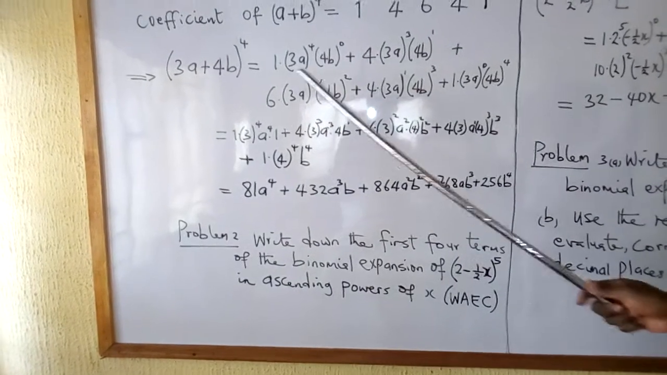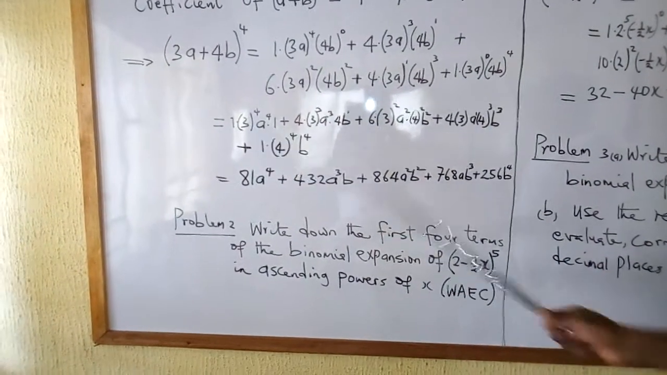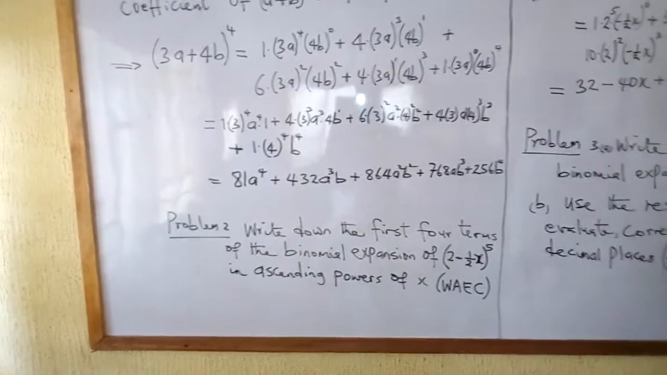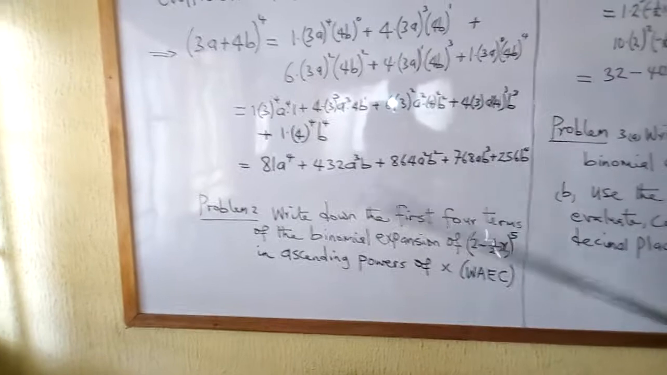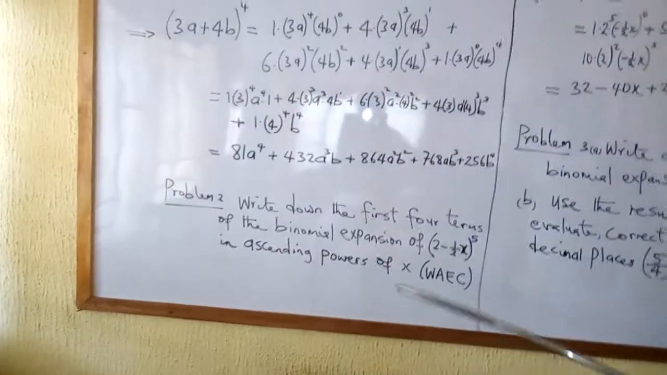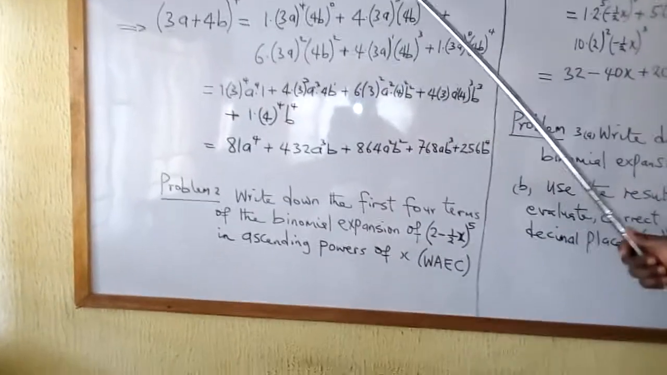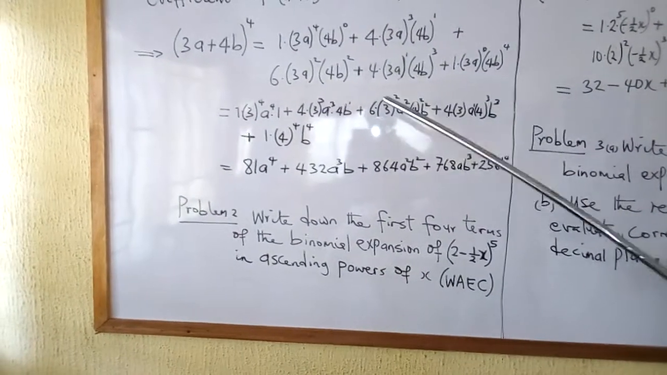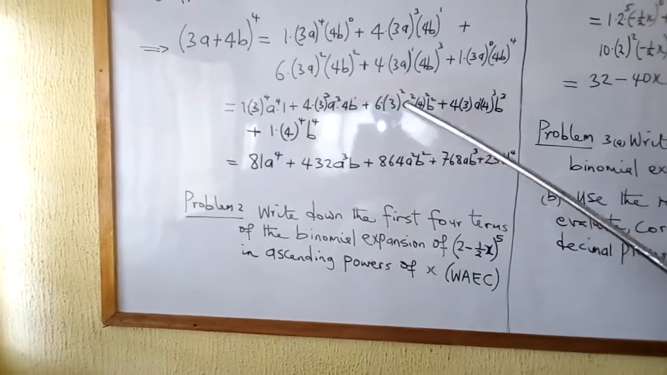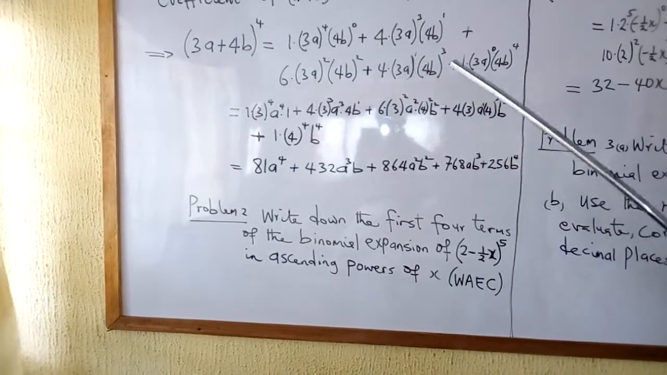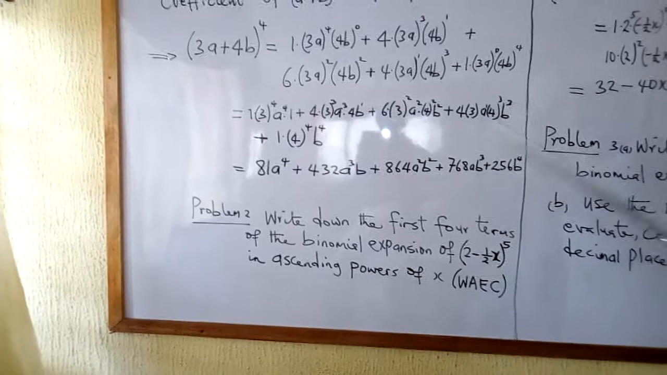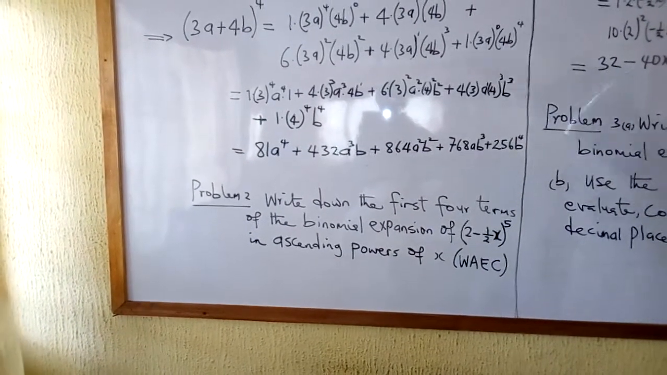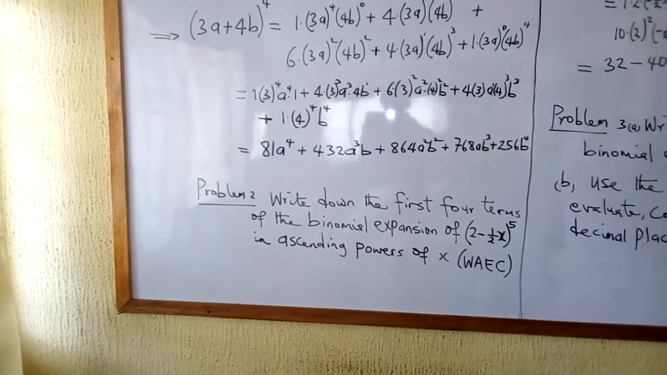Now, 3 raised to power 4 is what? We have to open the bracket. We have (3a) raised to power 4, a raised to power 4; (4b) raised to power 0 is 1, that's why you have 1 there. You now have 4 times 3 raised to power 3, a raised to power 3, 4b raised to power 1; 6 times 3 raised to power 2, a raised to power 2, 4 raised to power 2, b raised to power 2; plus 4 times 3, a raised to power 1, 4 raised to power 3, b raised to power 3; and then 4 raised to power 4, b raised to power 4.